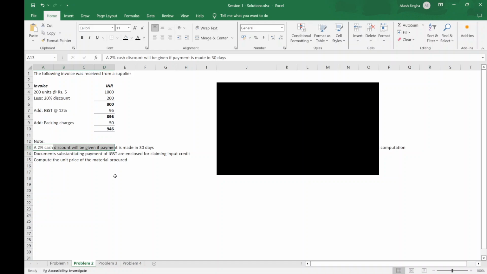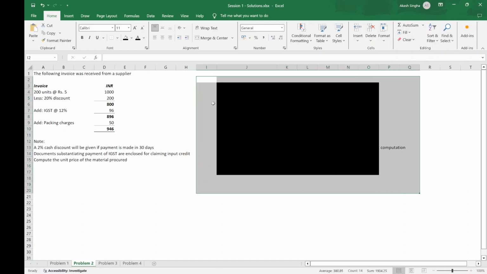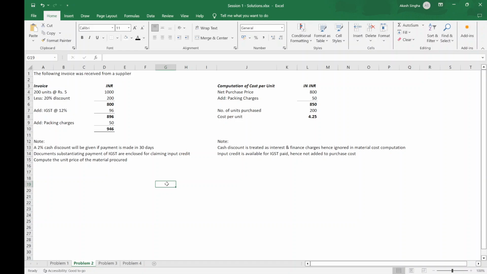Documents sustaining payment of IGST are enclosed for claiming input credit. Means the IGST you don't have to pay. Somehow I don't know why. I forgot. Compute the unit price of the material procured. So total cost is 850 including the packaging, and 200 units, so 850 by 200, which is 4.25, I think. Yes.